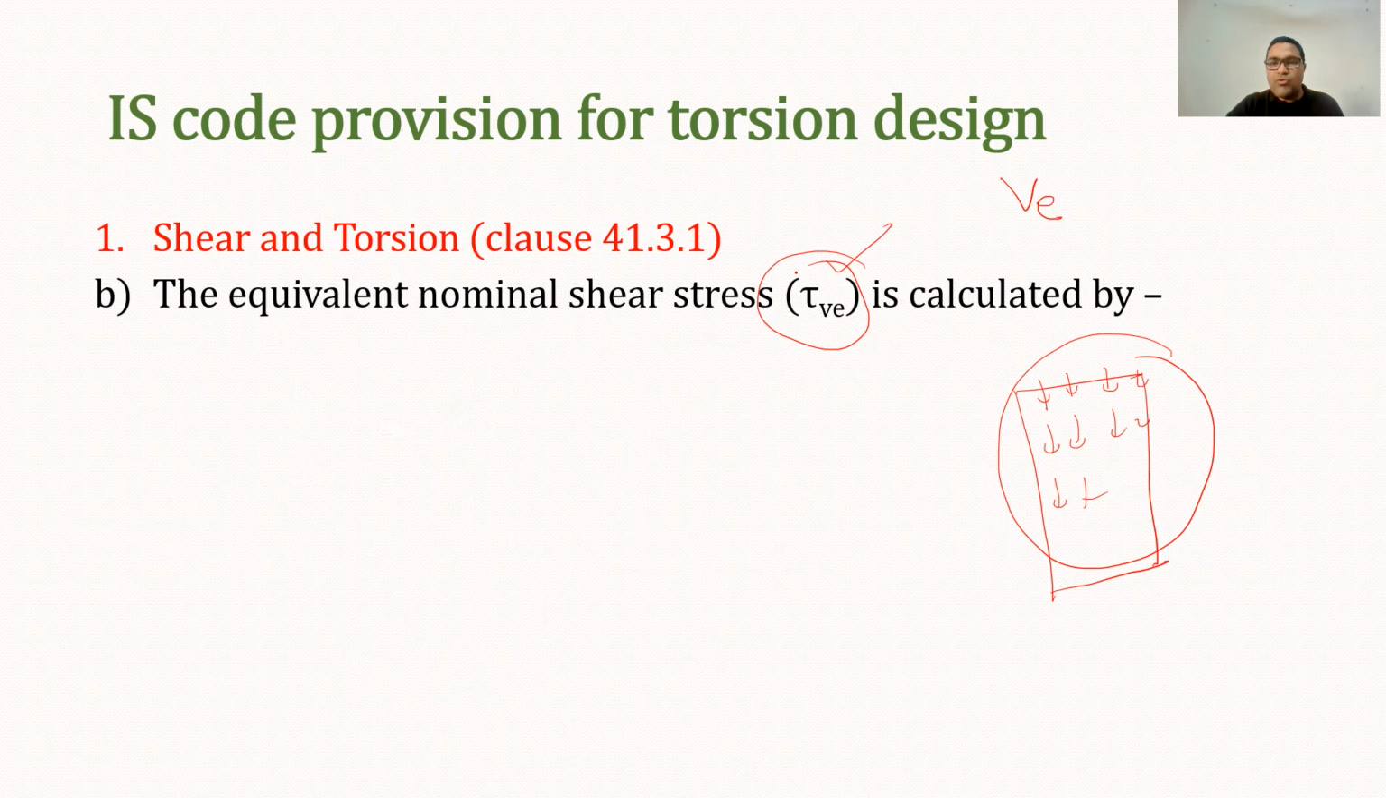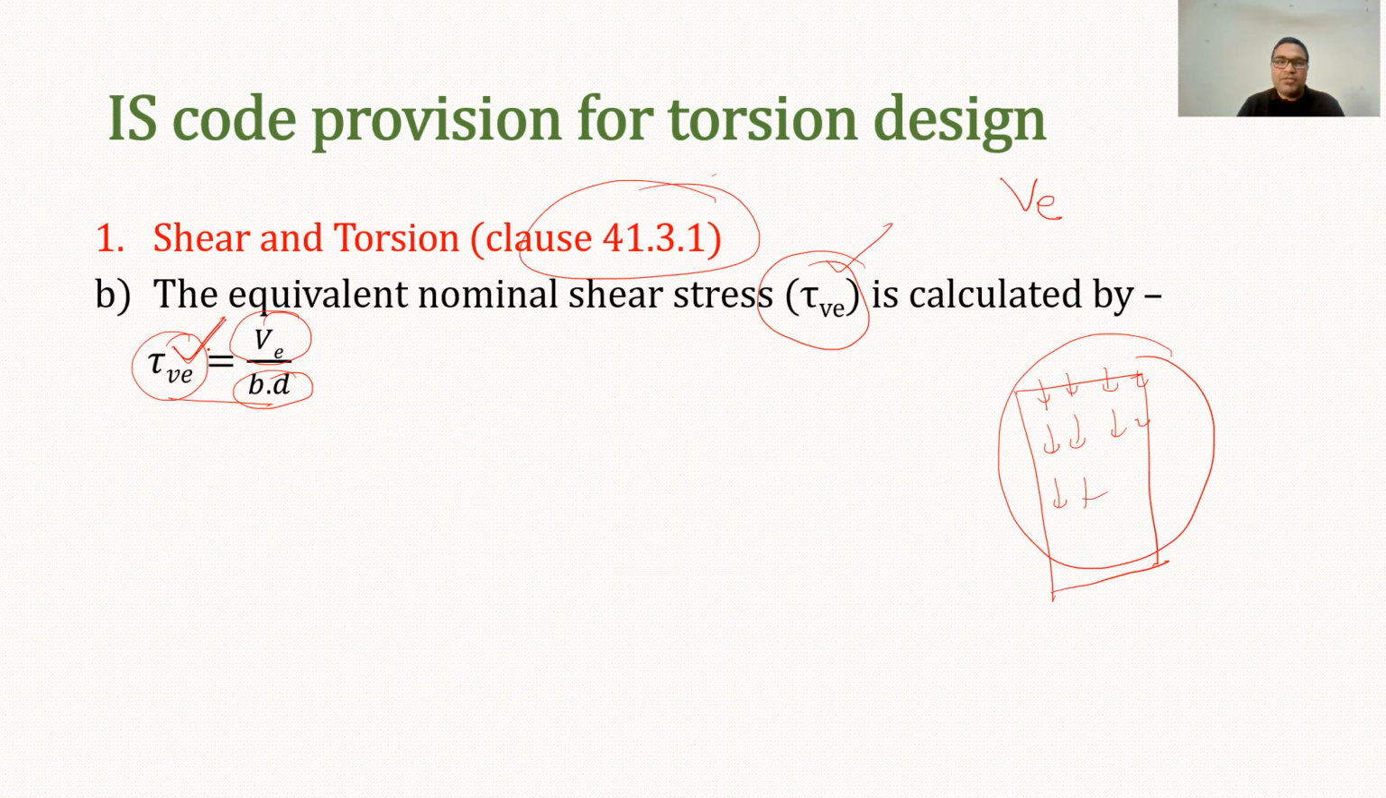So how do we find tau VE? The formula for tau VE is again given in the clause. You can refer to the clause and find the formula. Tau VE is basically the force per unit cross sectional area. That is tau VE, which is called the equivalent nominal shear stress. As I said, this is the action of load per unit area, and this action comprises the shear force and the effect of torsion.